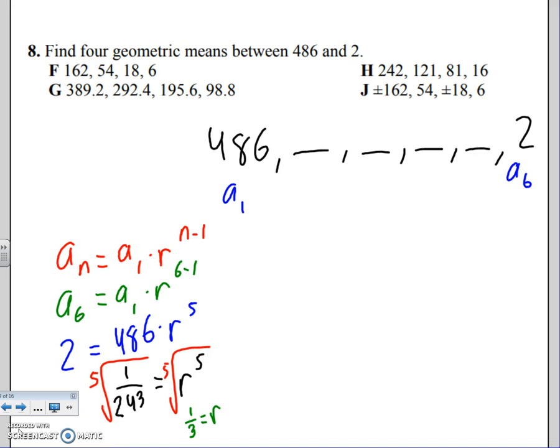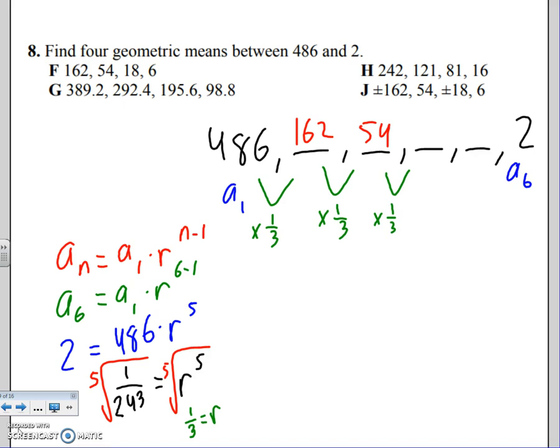Now that we have r, we're going to use it. So to go from 486, we multiply by 1/3, or basically divide by 3, we get 162. We're going to do it again. So we're going to times 162 by 1/3 to get 54. We're going to do it again, times it by 1/3.